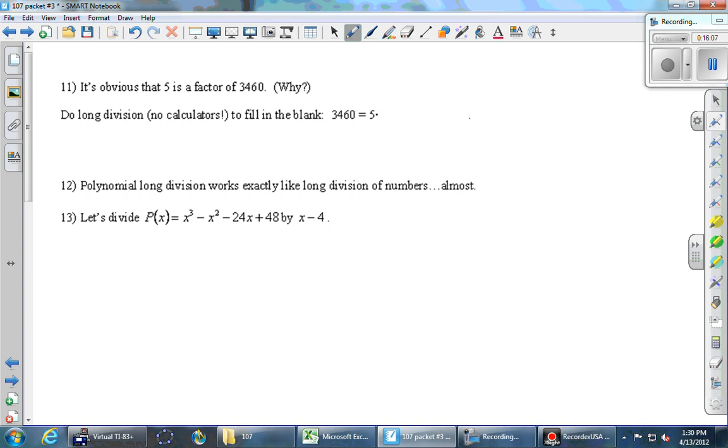Why is that true? Why is 5 definitely a factor of that number? Because it ends in the 0, right? Zeros and 5s. Okay, can you guys do long division? Do you remember long division? No calculators. I'll get you started. We are doing 5 into 3460.